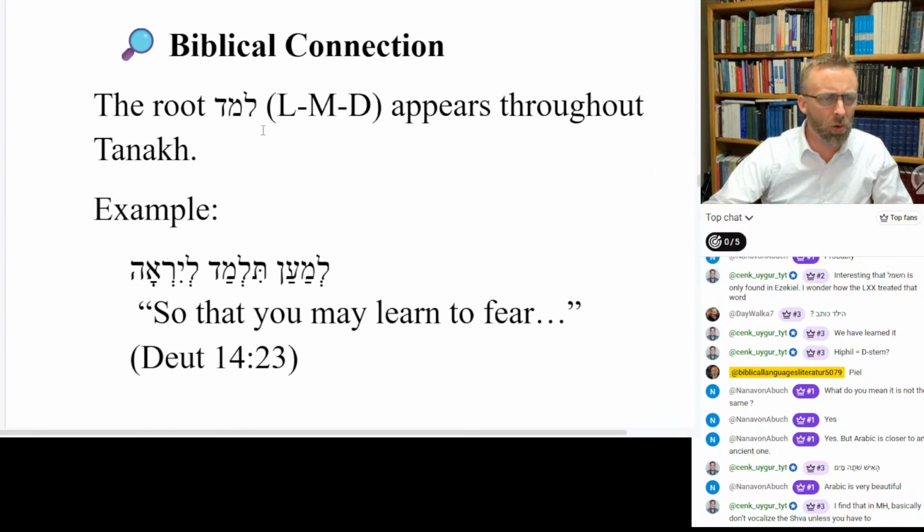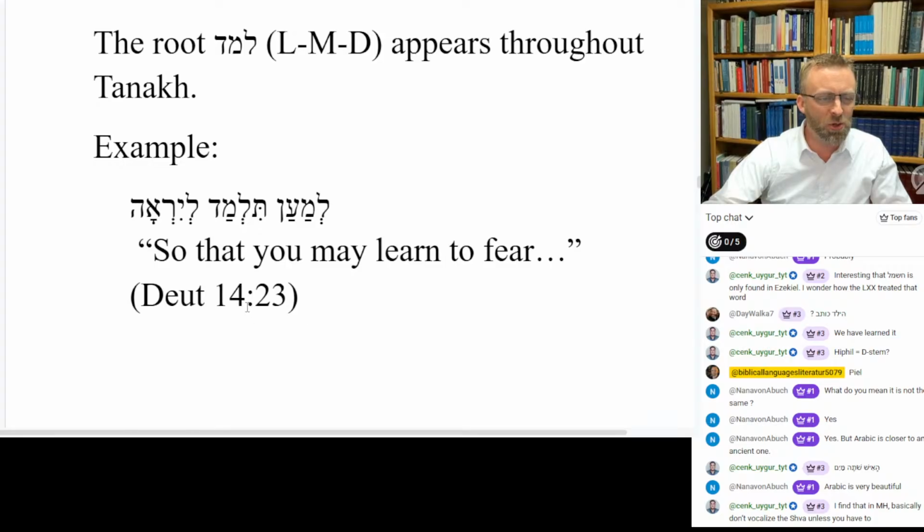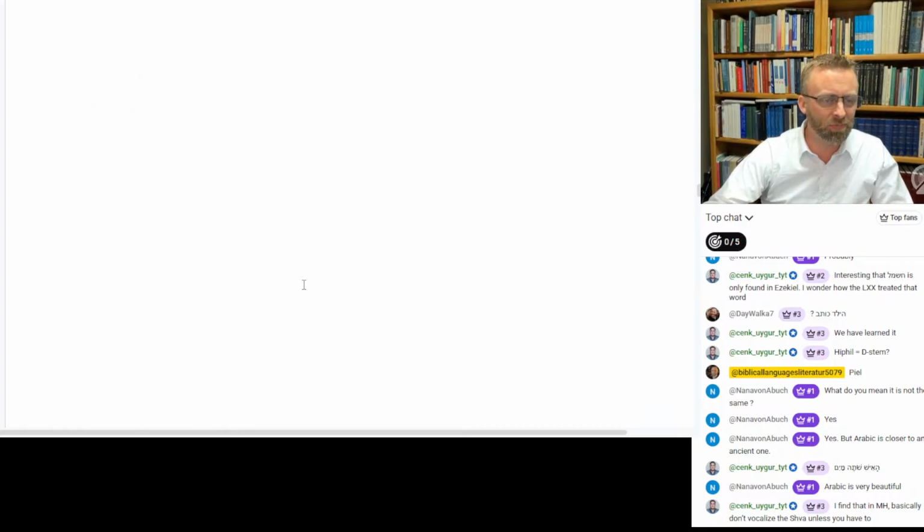Okay, so here we go. The root lamed mem dalet appears throughout the Tanakh. One example: so that you may learn to fear, Deuteronomy 14:23. Lema'an, so that, tilmad, you may learn, lir'a, to fear. This is not necessarily how you would say this in modern Hebrew, but it's how it shows up in the Tanakh. And we'll deal with that some other time.